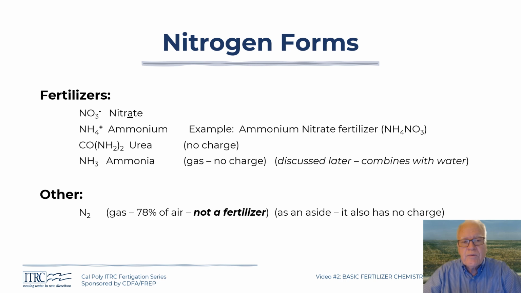And then there is another form that we talk about occasionally, and that's nitrogen gas, which makes up about 78% of the air. It's not a fertilizer. Now, it turns out that there are legumes, certain crops, like peas and alfalfa and beans, which have the ability to take nitrogen out of the air and convert it to a usable form. But we don't apply it as a fertilizer. If you applied N2 gas, it would just go right back into the air. So it's not really a fertilizer at all.